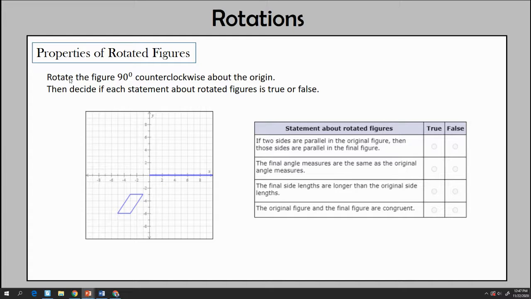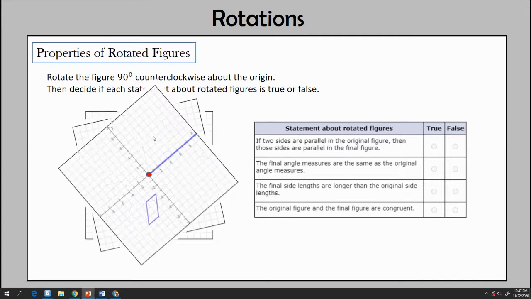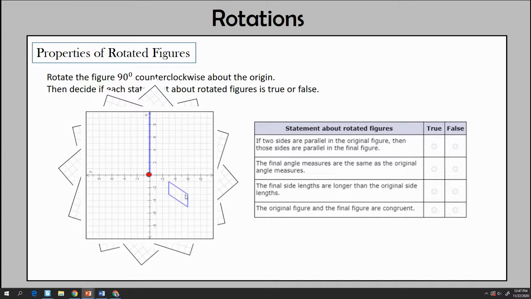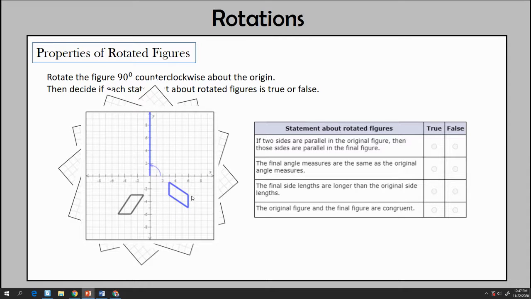Okay, so this one asks us to rotate the figure 90 degrees counterclockwise about the origin, then decide if these statements are true or false. Again, 90 degrees counterclockwise, this blue line is going to rotate up to here. So this image is going to rotate from the third quadrant into the fourth quadrant. I'm sticking a pin in it and moving this line up, rotate, rotate, rotate. This is where the shape would go. It started in the third and we rotated it into the fourth quadrant.